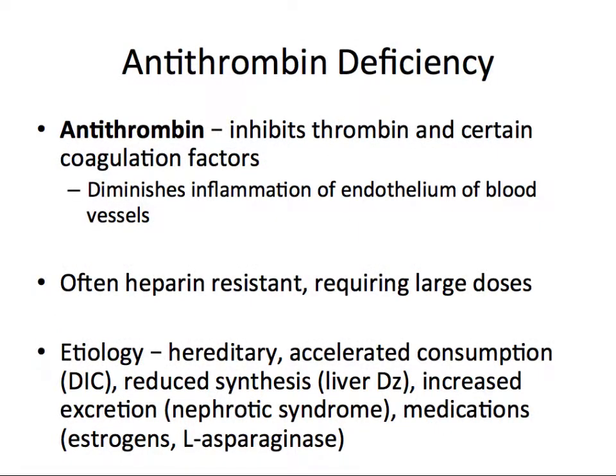Antithrombin is a protein that normally inhibits thrombin and certain coagulation factors. It also diminishes inflammation of the endothelium of blood vessels. In patients who are antithrombin deficient, they're often heparin resistant, requiring large doses of heparin.